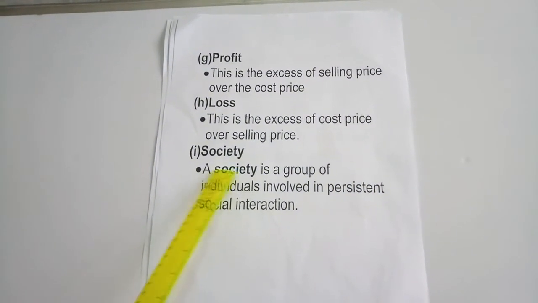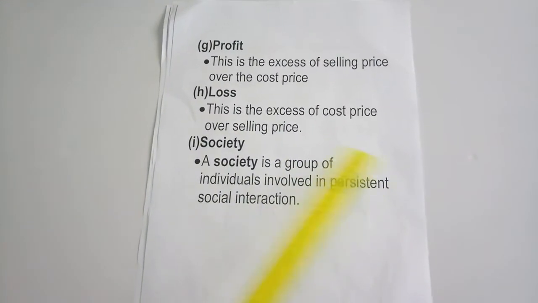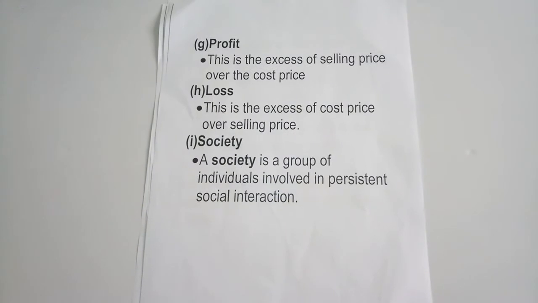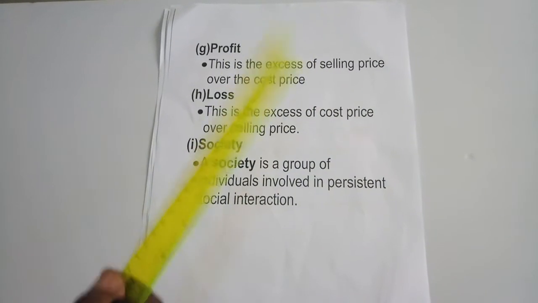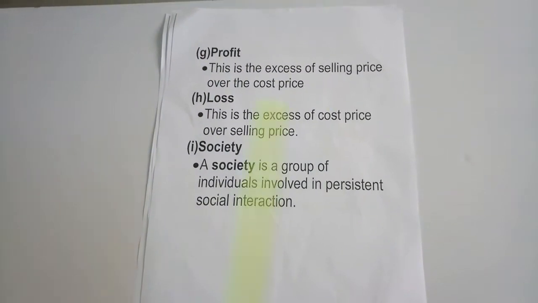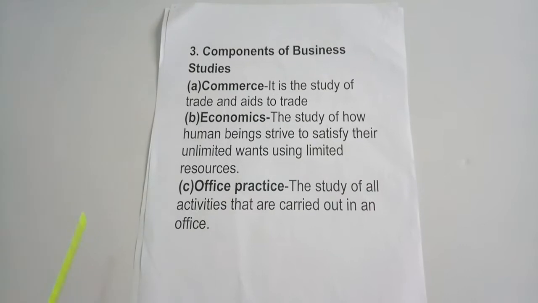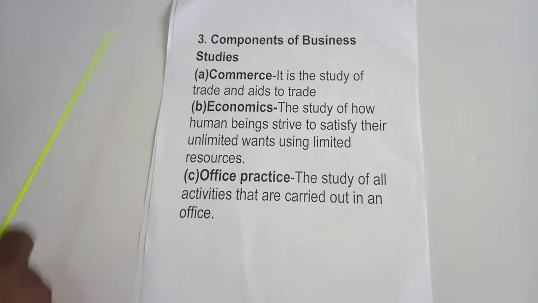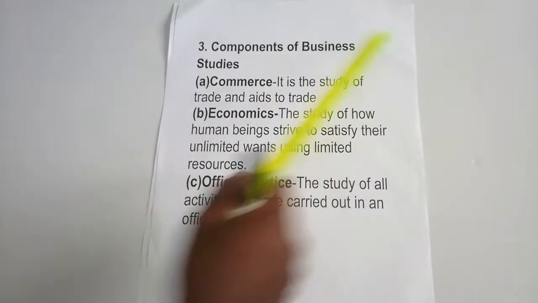So a society is a group of individuals involved in persistent social interaction. In that society is where you carry out your business activities. Okay, we are done with our definitions. We go to the third part of the coverage of this topic, components of business studies.